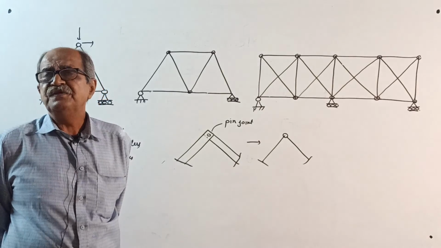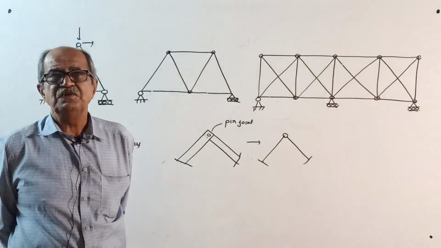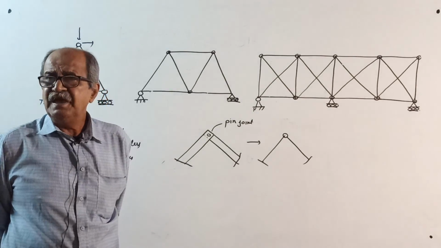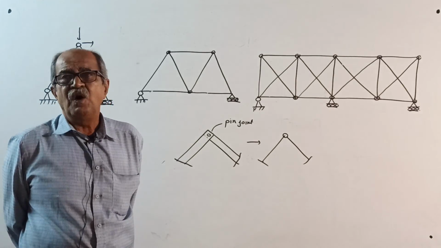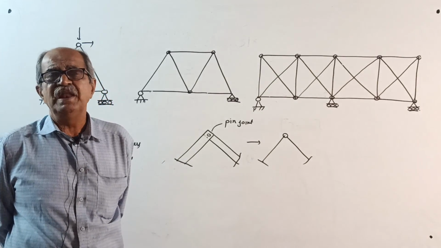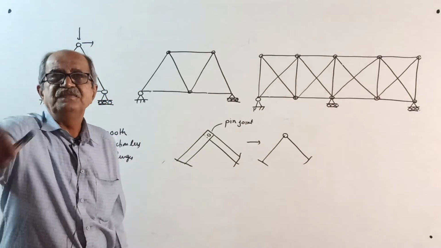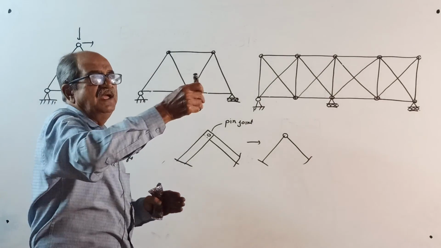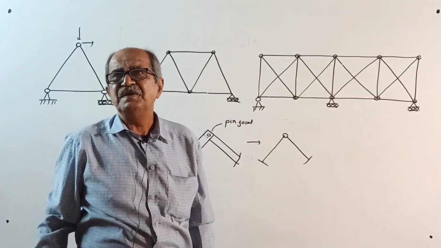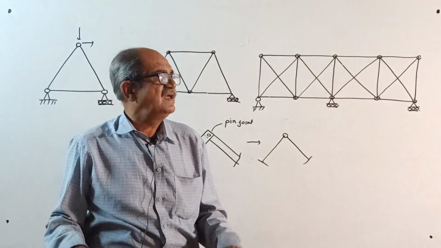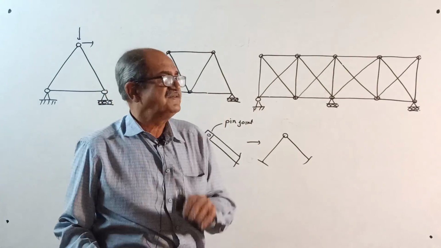Then what is a pin-jointed space frame? Same definition, but all members do not lie in one plane, randomly. One member this way, one member this way, randomly. That is a space frame. Space frame we won't discuss here. Only in the notes I will write sketches.